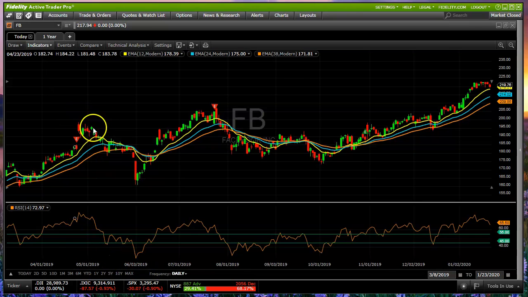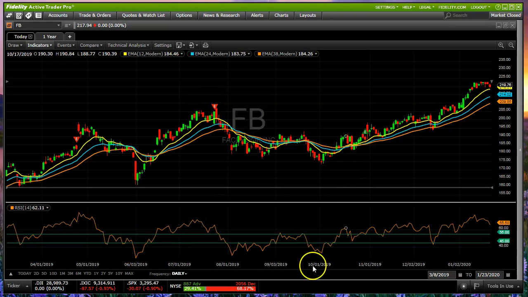You can see here in this particular area, we came down into our bands, but then we couldn't hold it. Here we came up, we held on top of it, and then we had a nice move higher.